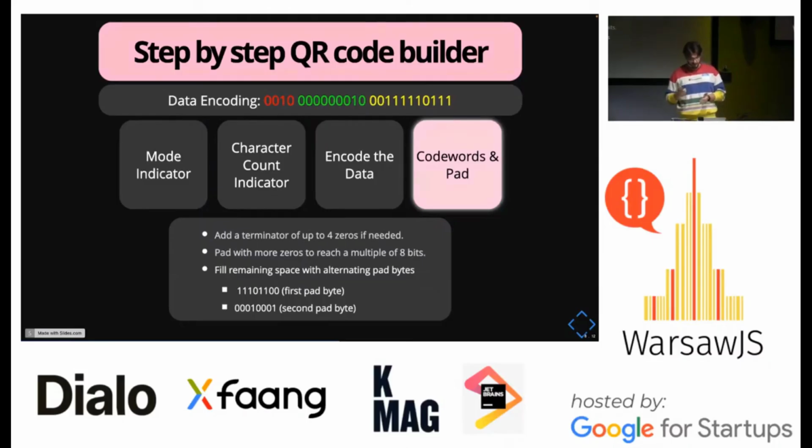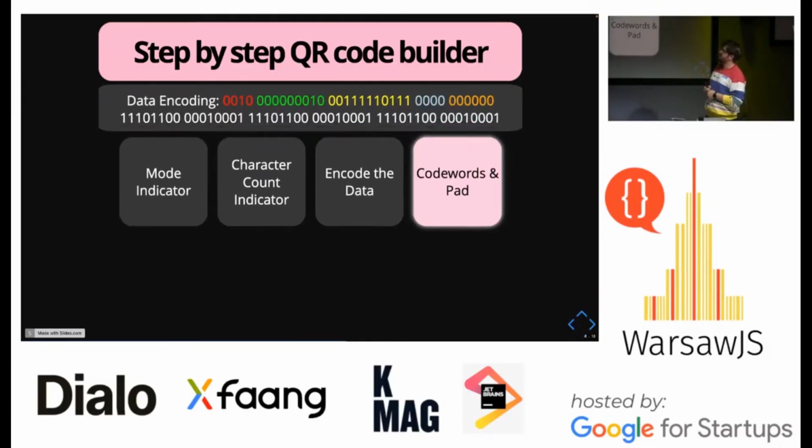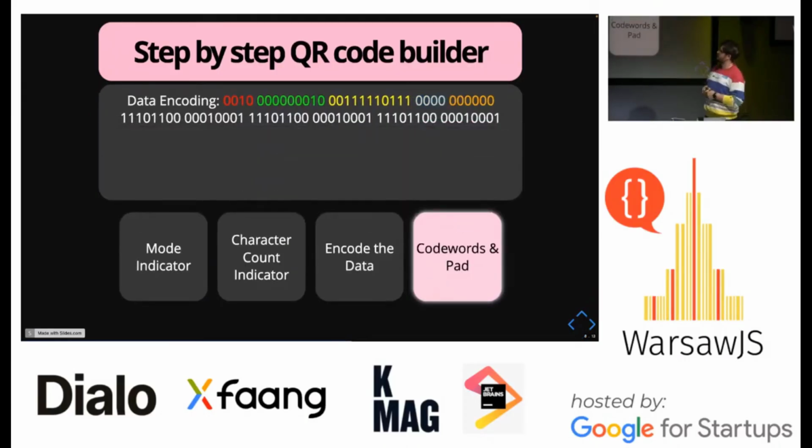And at the end, we add something called remaining space pads, and we do it in a rotation. So first we add the first pad, second, first, second, first, second, first, until we fill the remaining space. And this is our data, how it actually looks after the encoding process. Nice.